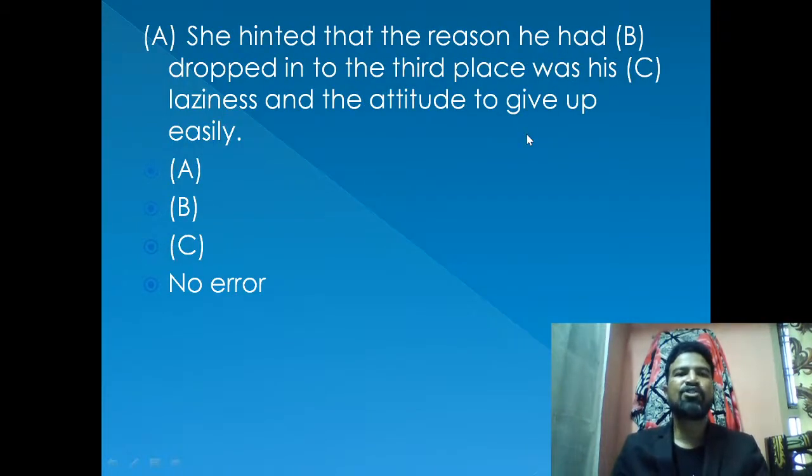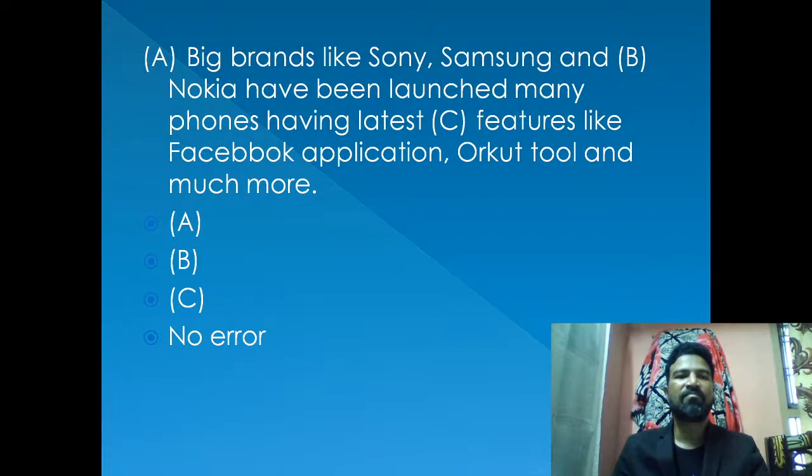Moving on. She hinted that the reason he had dropped. So this is also a repeated question. The answer is part A, because "she hinted the reason." It's not "she hinted that the reason he had." So the error is in part A of the sentence. Big brands like Sony, Samsung, and Nokia have been launched many phones having latest features like Facebook application, recruitment tool, and much more. The error is in part B of the sentence, because it's not "have been launched." It should be "have launched."